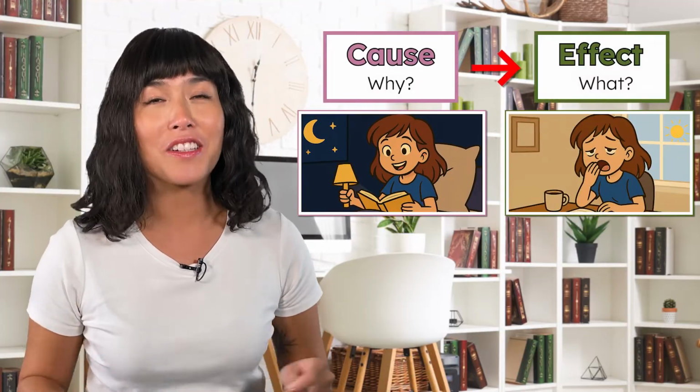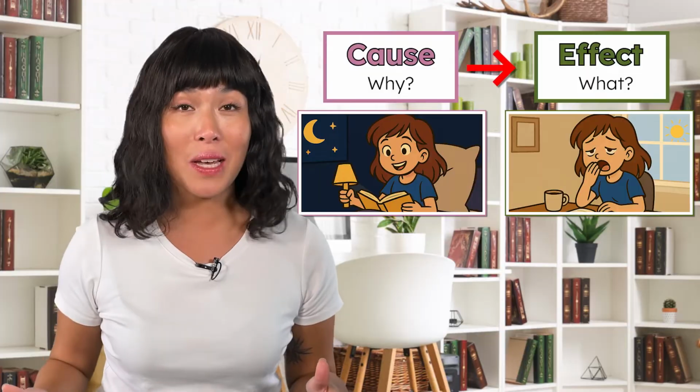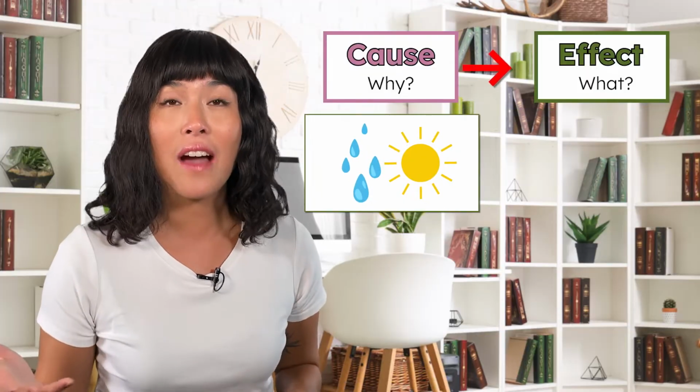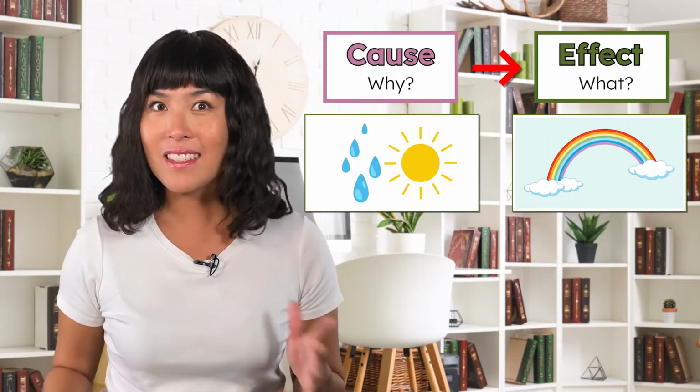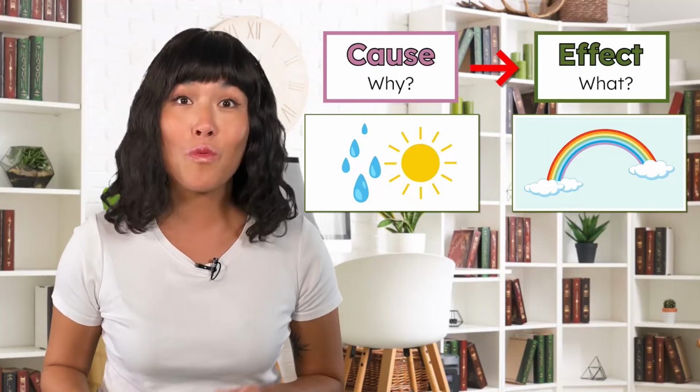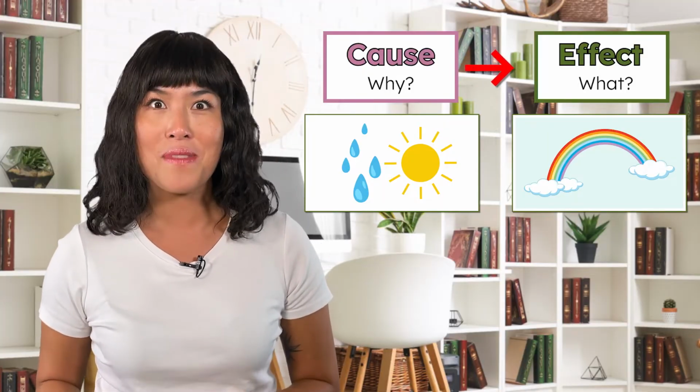For example, I stayed up really late reading last night, so I'm tired today. The cause answers the question, why? Why was I tired? Staying up late led to or caused me to be tired today. Another example could be that the sun came out after it rained, so a rainbow formed. The rain and sun are the cause, and the rainbow is the effect that happened afterward.